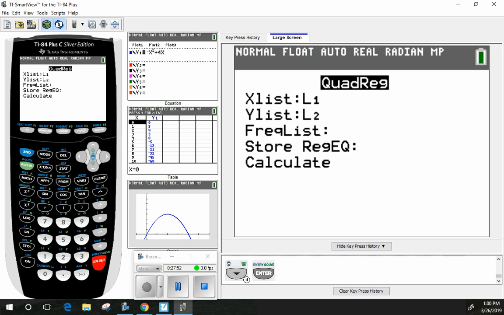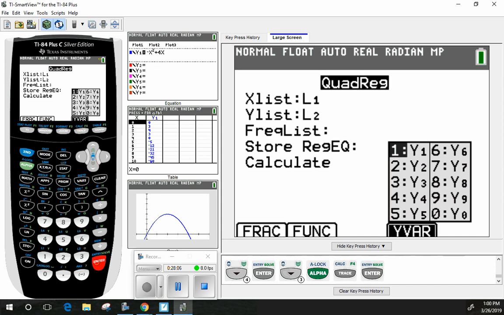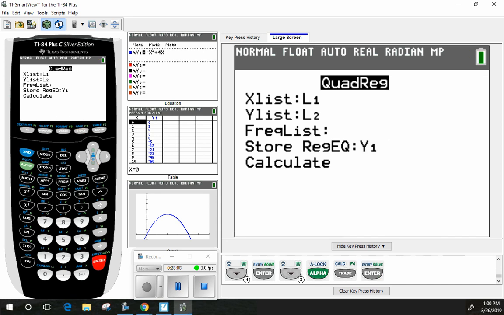This is why it was helpful. We put the X's on list 1, so we don't have to change this stuff. Yep, we put X on list 1, Y on list 2. I'm going to go ahead and store the equation so I can graph it in a minute. So I'm going to go alpha, trace, and choose that first choice. This will automatically not only calculate the equation, but drop it into this Y equals for me so that in a minute if I want to look at the graph, it's already plugged in. Okay, and now let's go down and calculate.